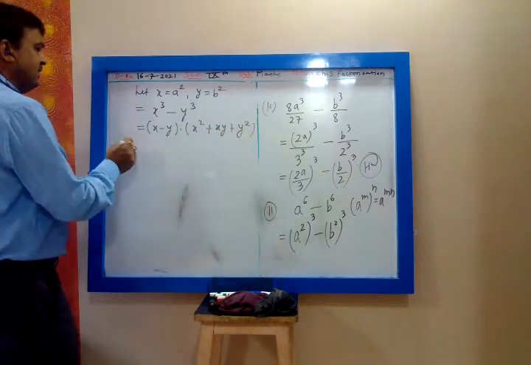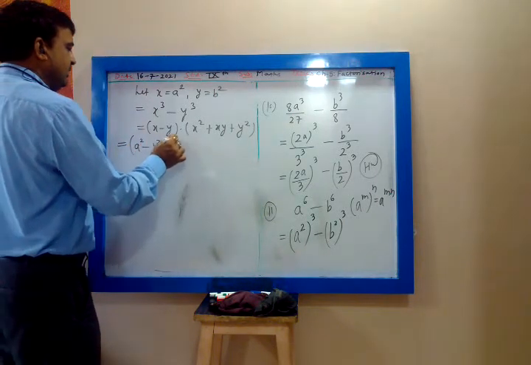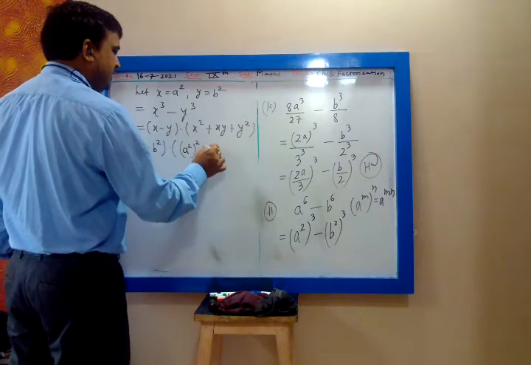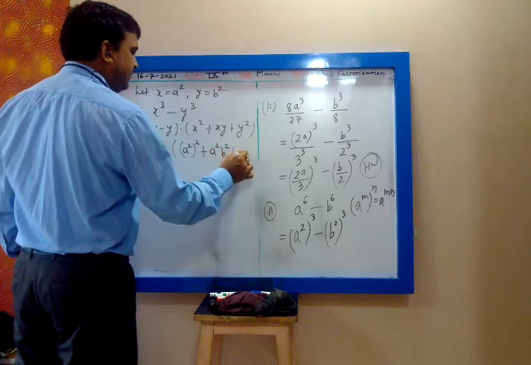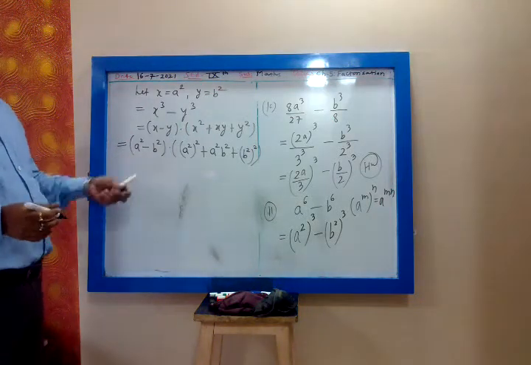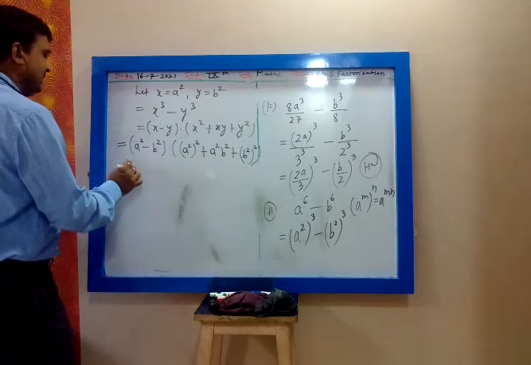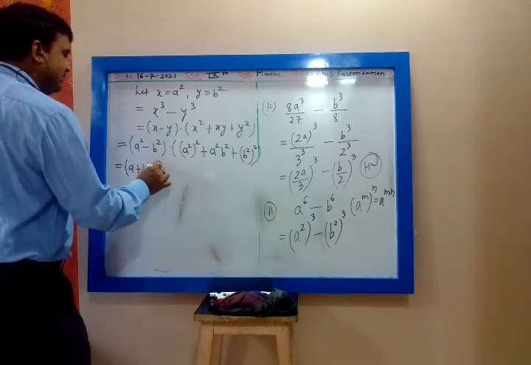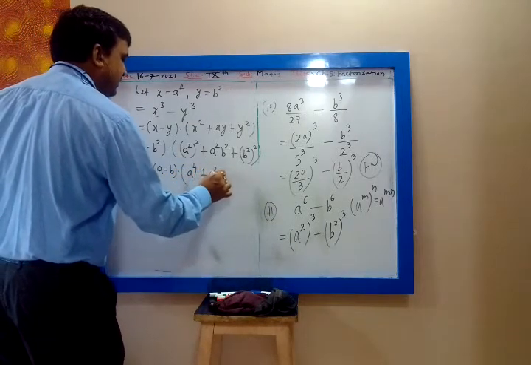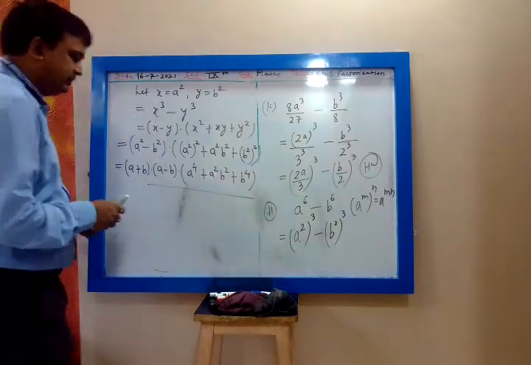Now put the value of x and y. That will be (a square minus b square) into (a square square plus a square b square plus b square square). Okay. So again, see, a square minus b square, this is difference of 2 squares. So we can factorize a square minus b square as (a plus b) into (a minus b). And this will be a to the power 4 plus a square b square plus b to the power 4. And this is the answer.